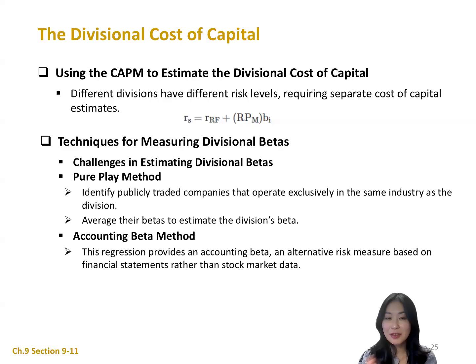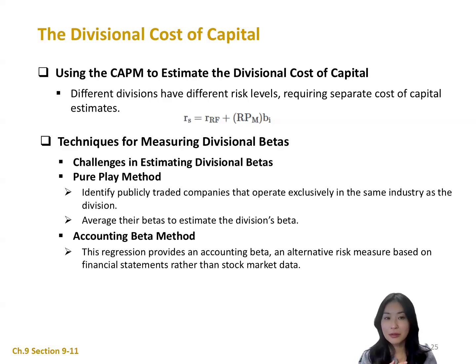Estimating divisional beta helps firms assess risk at the business unit level, but it is challenging due to data limitations and industry differences. So here are two key methods. First is the pure play method, and second is the accounting beta method.